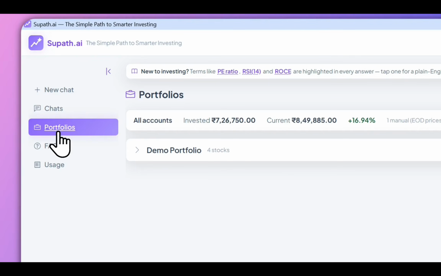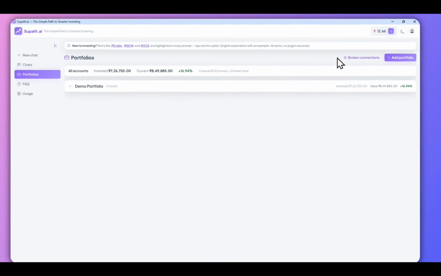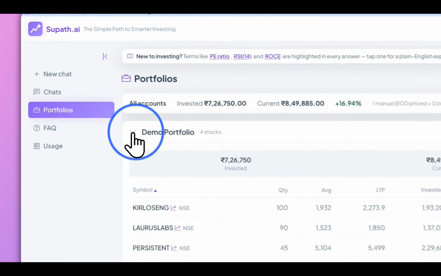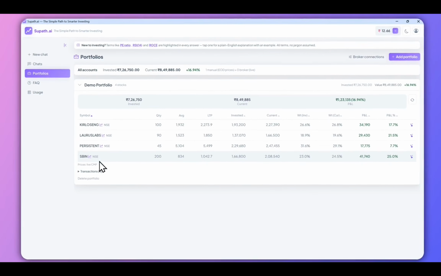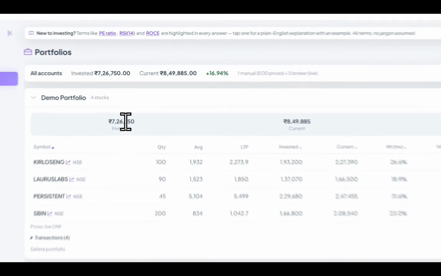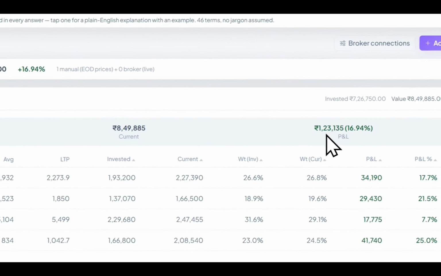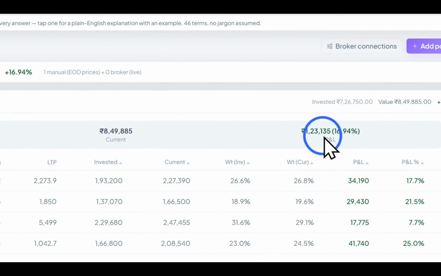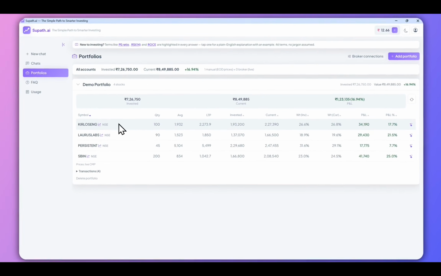First, portfolios. You can add holdings manually or connect a broker for live positions. This is a demo portfolio with 4 stocks. 7,26,000 invested, now worth 8,50,000. A profit of 1,23,000, or close to 17%.